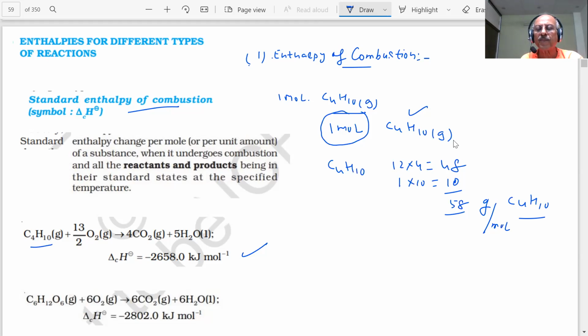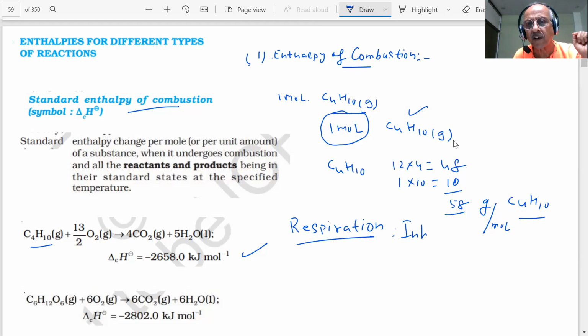Similarly, the glucose which is inside your body, that process you are calling respiration, students. You are inhaling oxygen gas, and what is the result of that? It will react with 1 mole of glucose to form carbon dioxide, water, and you are getting minus 2802 kilojoules per mole of heat inside your body, students. These are the standard conditions which we have to take when we do the reaction. So this is what we mean by enthalpy of combustion.